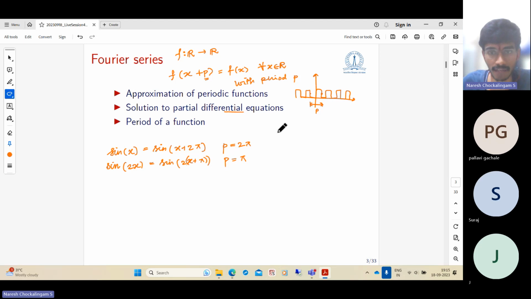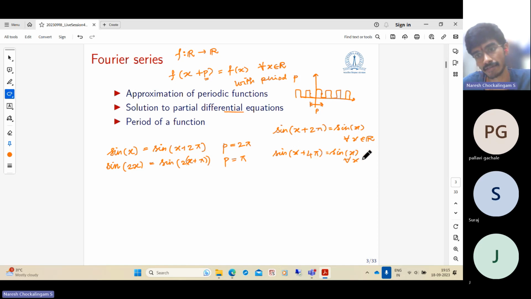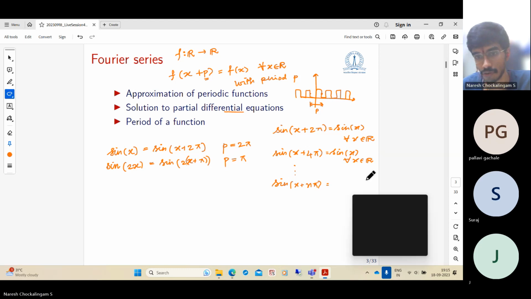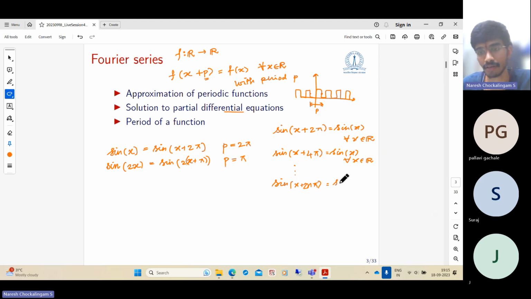Now, we should be careful in differentiating between the fundamental period of a function and a period of a function. For example, sine of x plus 2 pi is equal to sine x for all x. However, sine of x plus 4 pi is also equal to sine x for all x. Similarly, sine of x plus 2n pi is equal to sine x for all x belonging to real numbers and n belonging to natural numbers.